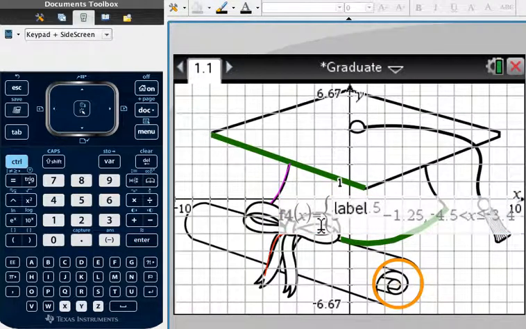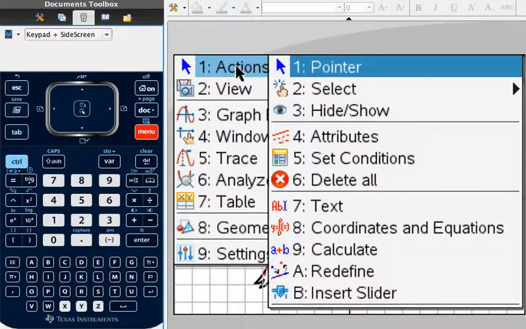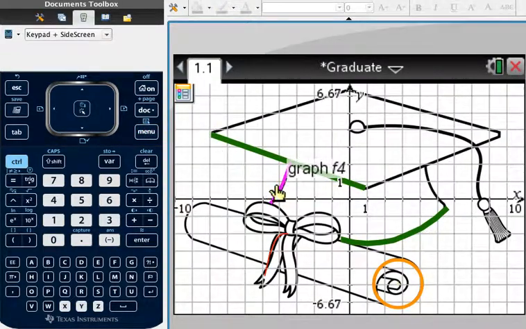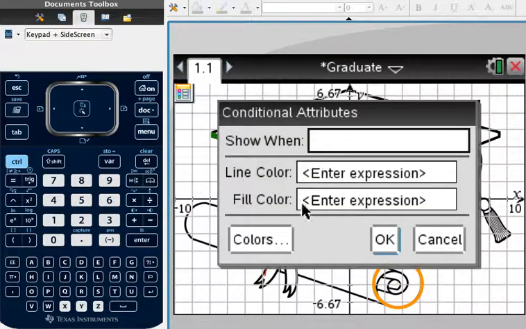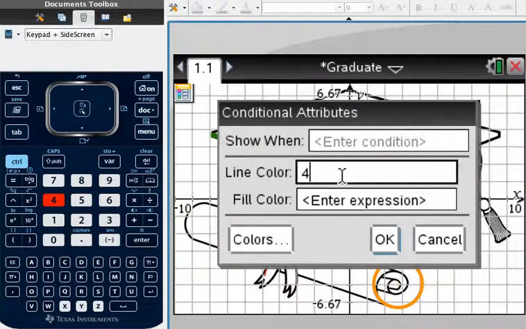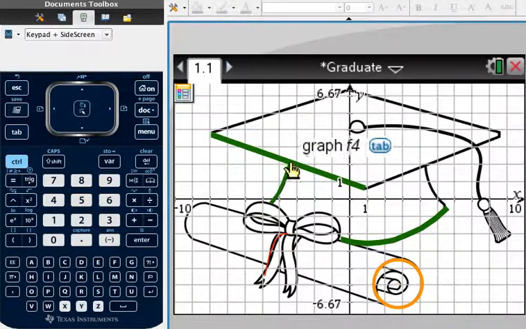But remember, I'm going to change all my colors so that they match. So if I change this to a green, then I probably won't even notice that I'm overlapping right here just a smidge. To change the colors, hopefully you guys remember that: menu, actions, set conditions. And I want to change this color. I honestly cannot remember the number for green. It is 4. So on the line color, change it to a 4. And there you go. See, you can't even see that they overlap just a little bit. So that was that line.